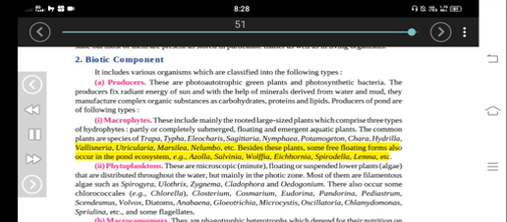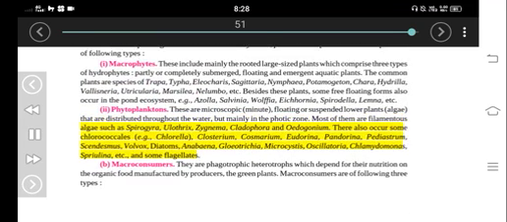Lemna, etc. Phytoplanktons. These are microscopic minute floating or suspended lower plants, algae, that are distributed throughout the water, but mainly in the photic zone. Most of them are filamentous algae such as Spirogyra, Ulothrix, Zygnema, Cladophora and Oedogonium. There also occur some chlorococcales, e.g., Closterium, Cosmarium, Eudorina, Pandorina, Pediastrum, Scenedesmus, Volvox, diatoms, Anabaena, Gloeotrichia, Microcystis, Oscillatoria, Chlamydomonas, Spirulina, etc., and some flagellates.